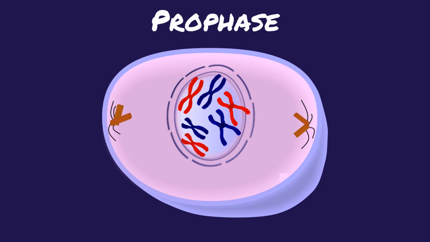Prophase. The chromatin condenses into chromosomes. The nucleus dissolves. Organelles called centrioles separate to opposite sides of the cell, and spindle fibers appear. Notice this cell has 6 chromosomes.